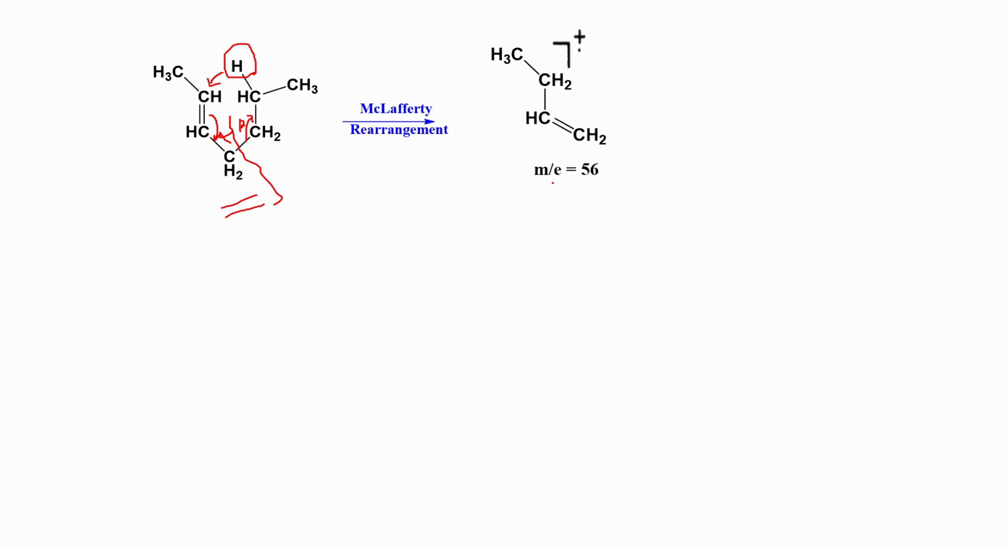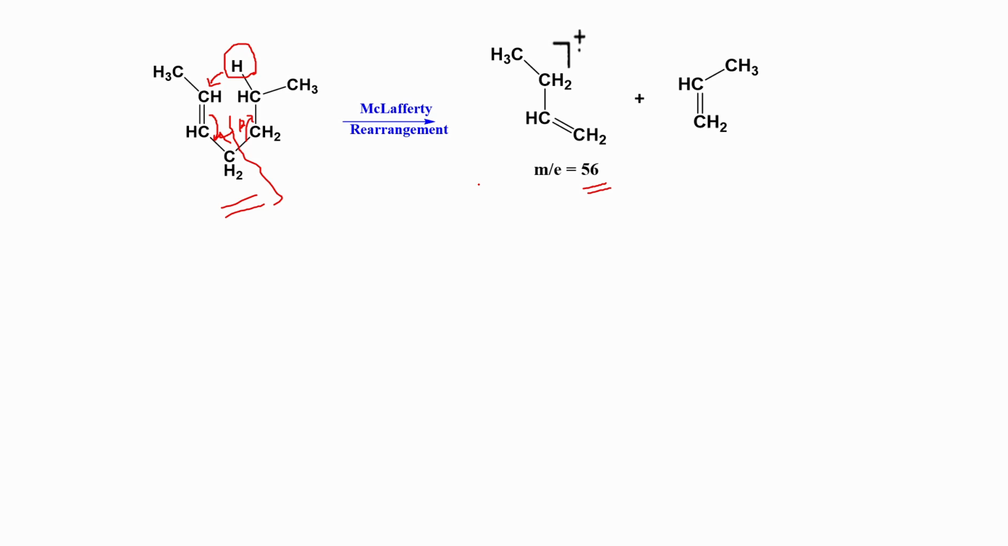In this case the m/e value is 56. You can see the molecular mass of this McLafferty rearranged ion is 56. Along with this McLafferty rearranged ion, a neutral alkene molecule is also produced. That is the characteristic of McLafferty rearrangement.